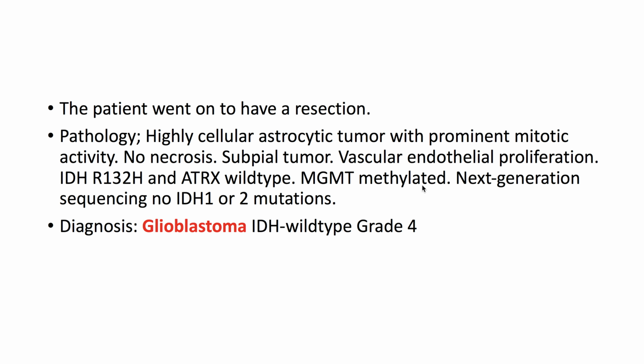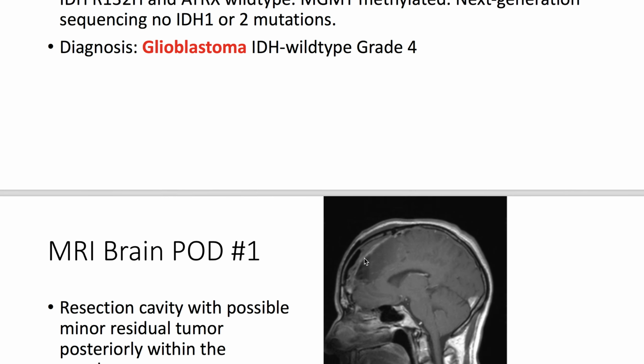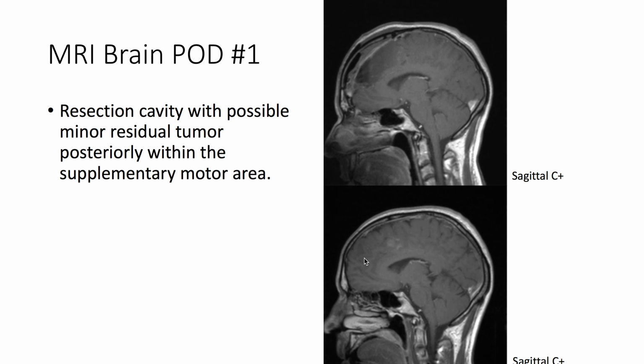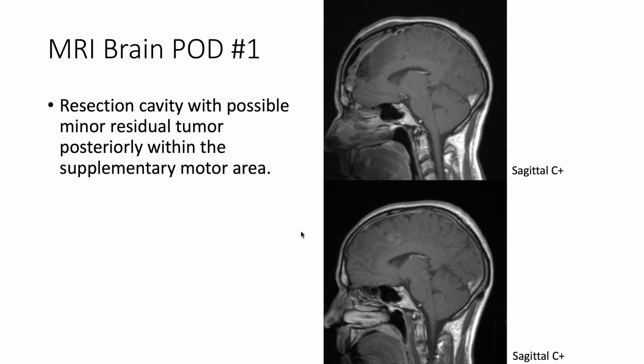The patient went on to have a resection. Pathology revealed glioblastoma grade 4. Taking a look at the MRI of the brain post-op day number 1, here the sagittal view with contrast, we can see the resection cavity with possible minor residual tumor posteriorly within the supplementary motor area. For reference, here is the pre-operative MRI.